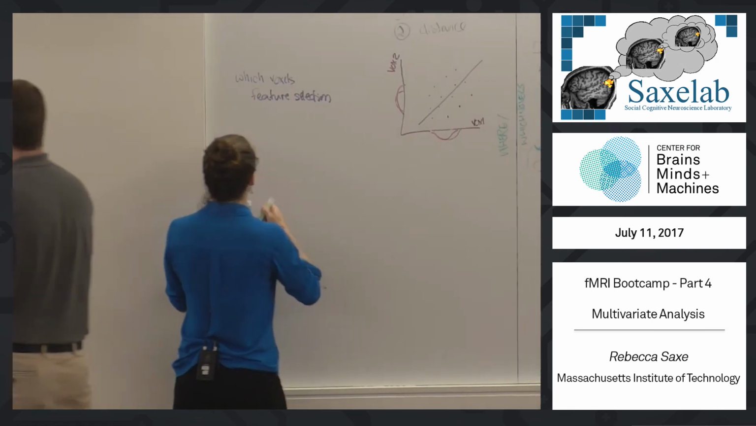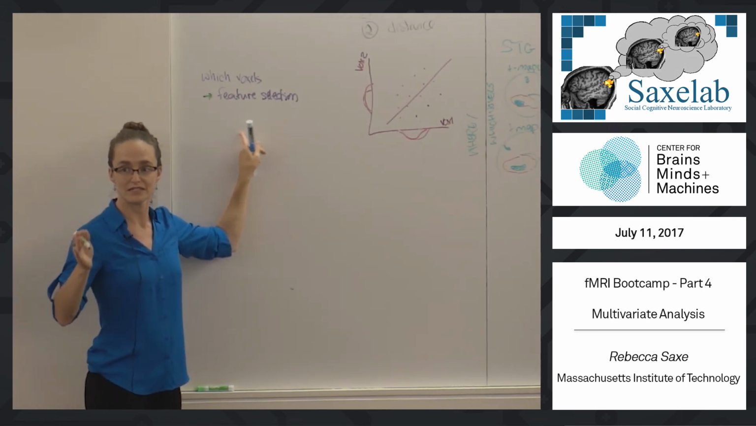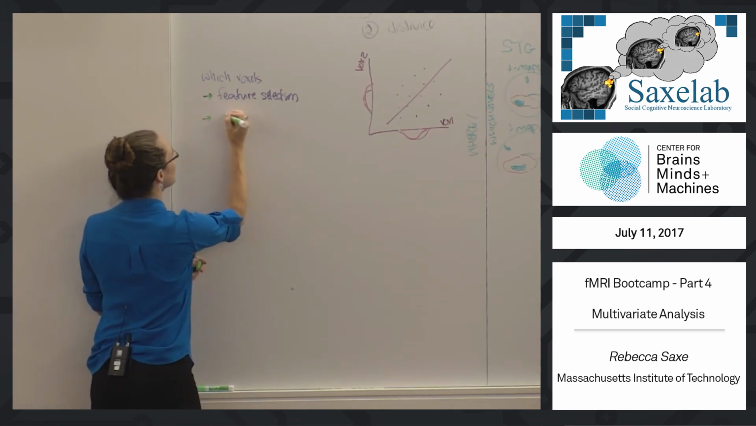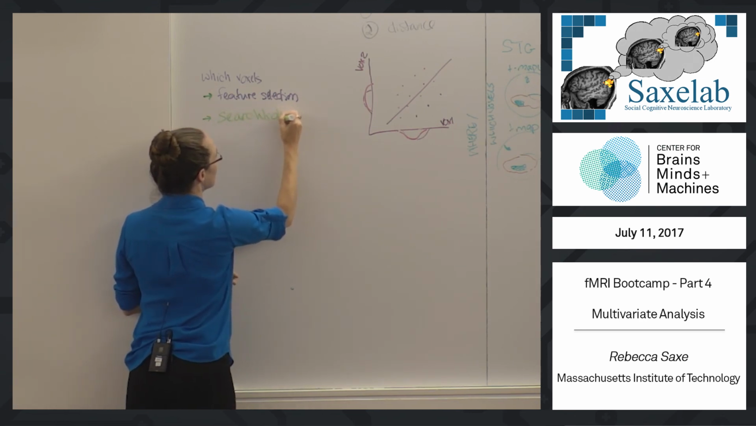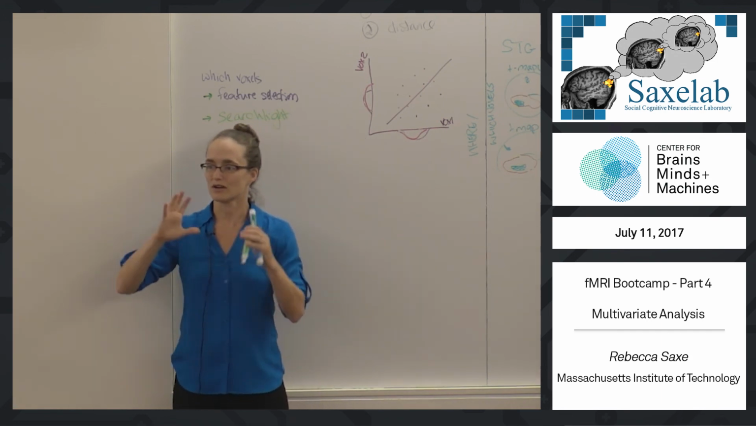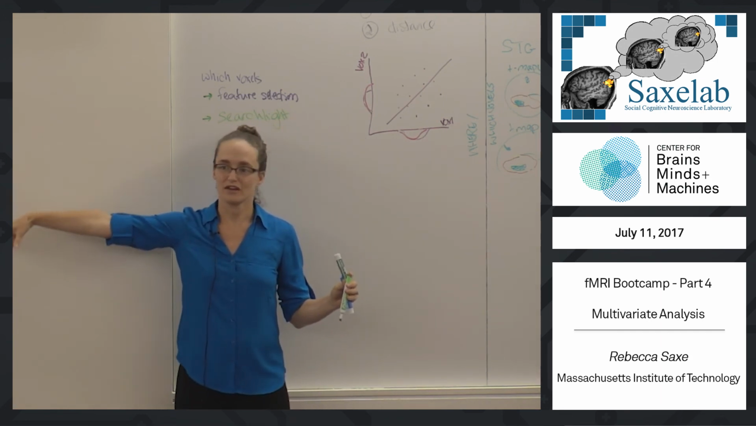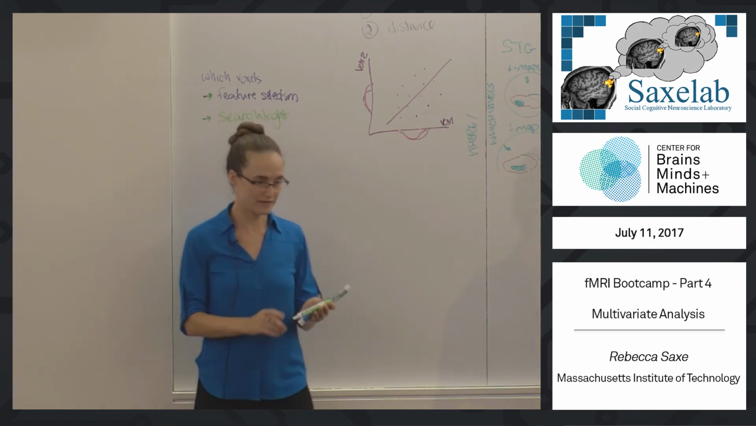So a priori feature selection is one option. This is a different option, which is usually called a searchlight analysis. So this is equivalent to, or analogous to, the univariate whole brain group analysis, now in the multivariate space. How this works.